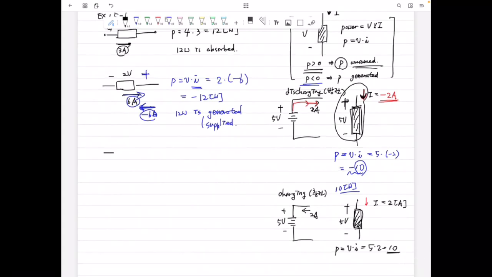In another case, here, this is 6 volt, plus and minus, and current going in this manner. So the current is going out from the positive voltage. We don't like that, so we choose the current in this manner. That means this is minus 2 ampere. So power is V times I. V is 6 and current is minus 2. Therefore it is minus 12 watt. What's the meaning of that? Because this is a negative value, 12 watt is supplied.